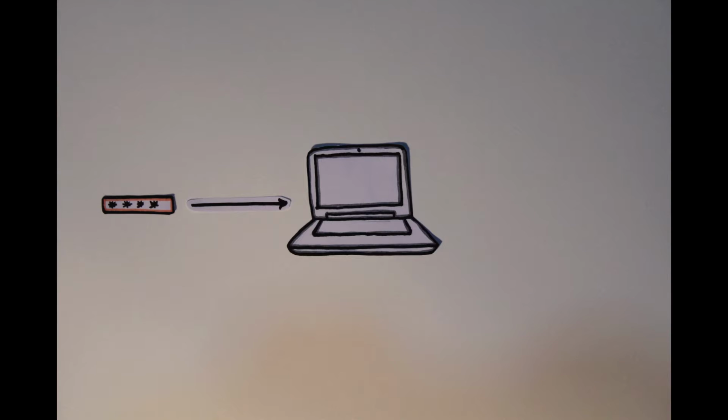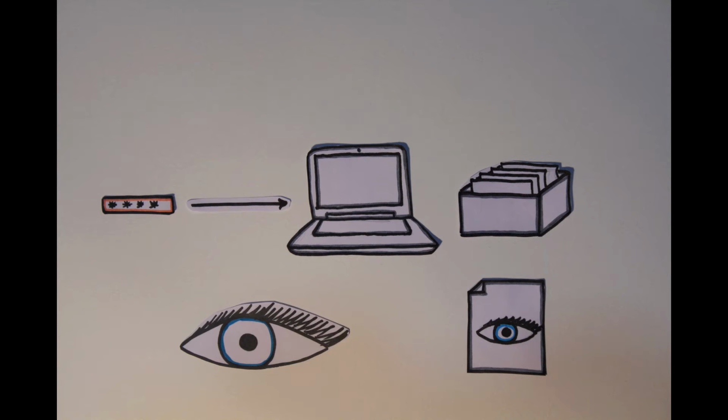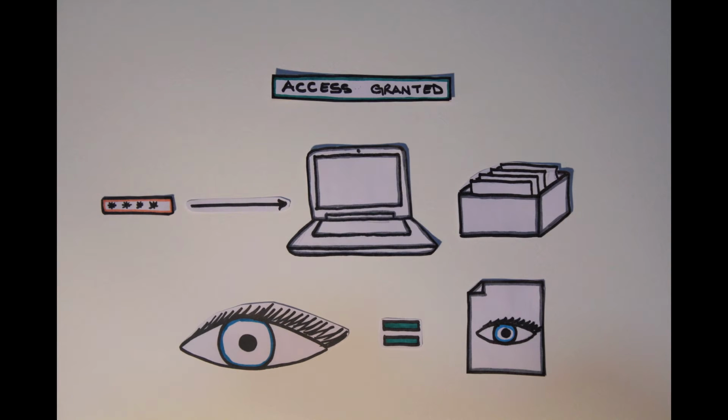After entering the password verification, the computer searches its own database for a biometric template. You must then enter a biometric input, whether it's an eye scan, facial recognition, etc. Then, the system matches the input with the template. If they are the same, access is granted.